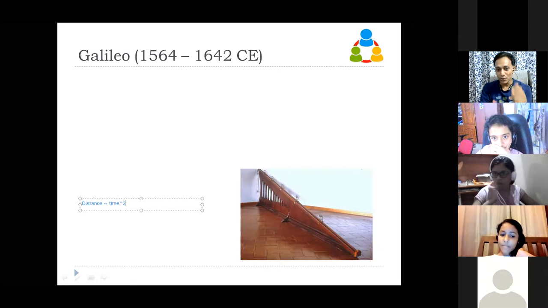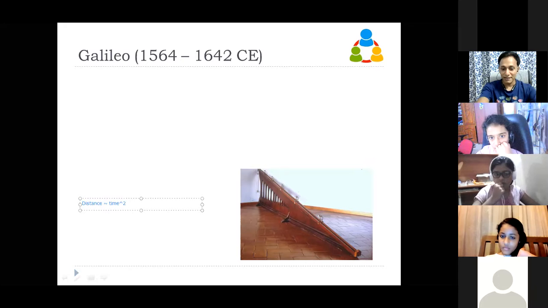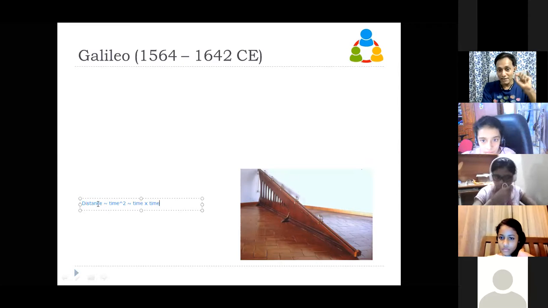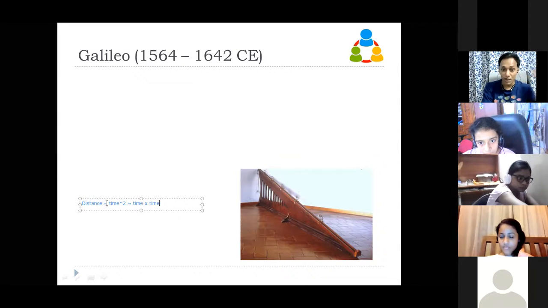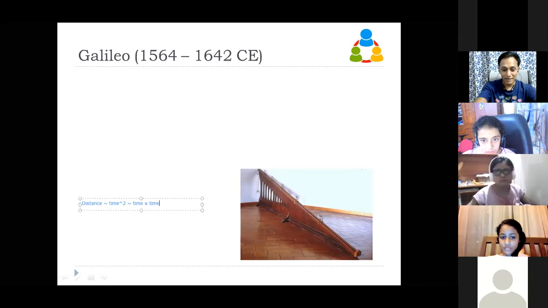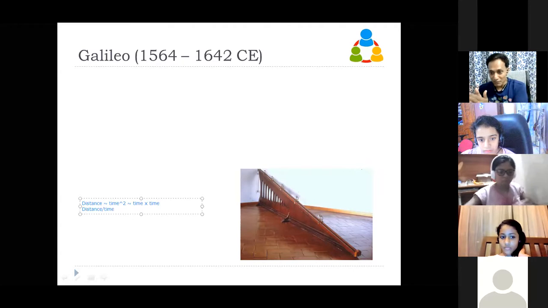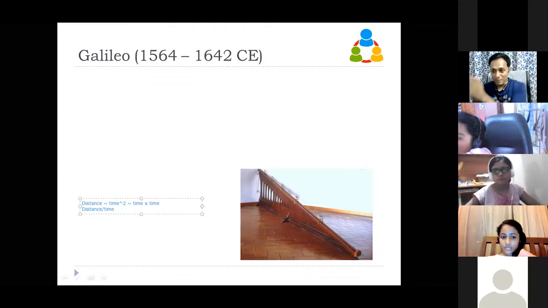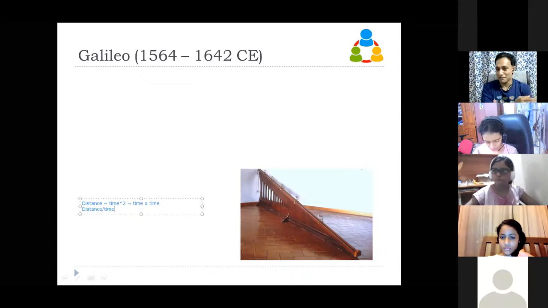So what he did, he took one time to the other side. Time square, as all of you know, is time into time, right? Now he wants to see what is proportional to time. So he took one time to the other side. So what will come? It will come as distance by time, because when something goes from one side of the equation to the other side, multiplication will become division, plus will become minus. That is the basic stuff of math. So then he got time is proportional to distance by time.